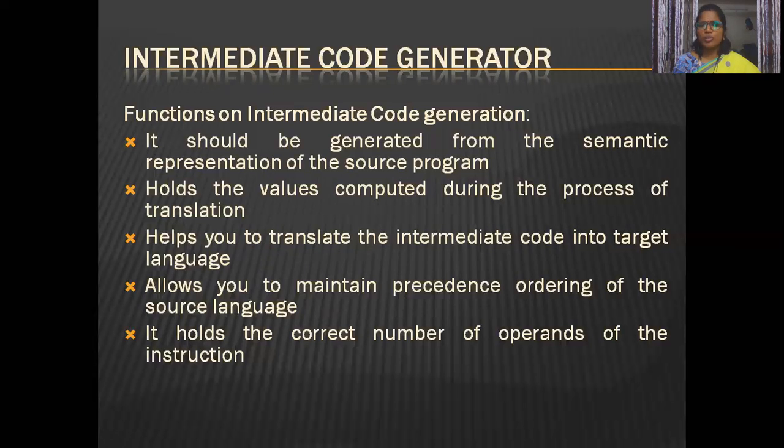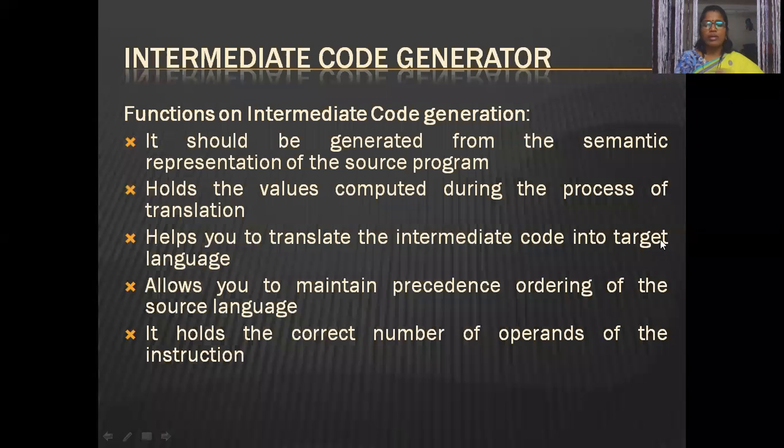So, the functions of intermediate code generation. It should be generated from the semantic representation of the source program. It takes its input from the semantic representation of the source program, because in every phase, it takes its input from the previous output.